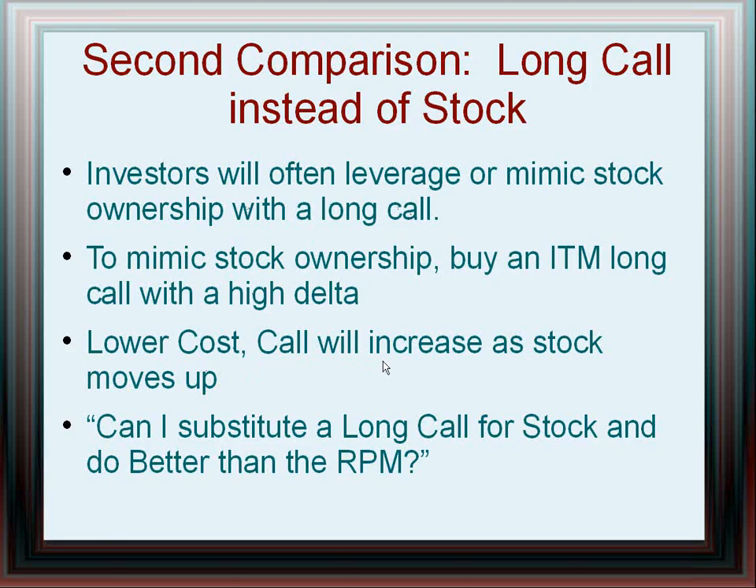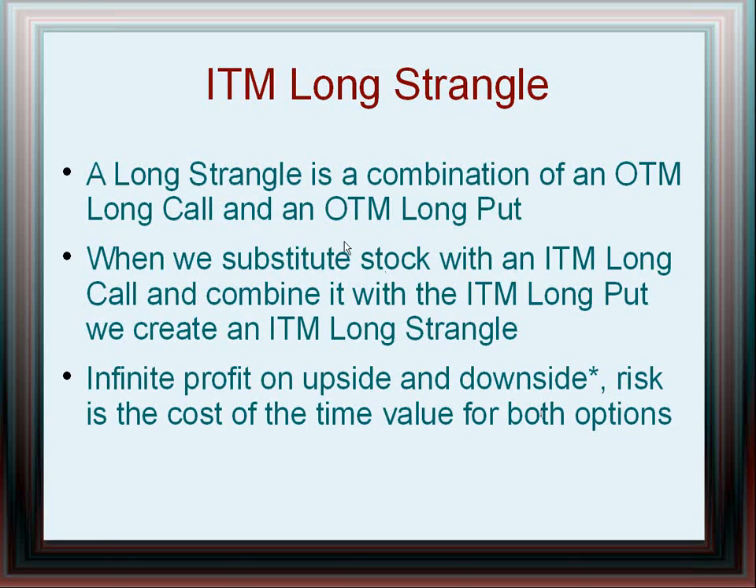Naturally, the call is going to move up as the stock moves up. So can I substitute a long call for the stock and do better than the RPM? My experience is no, and let me explain why. If I buy an in-the-money long call and an in-the-money long put, this creates what's called an in-the-money long strangle. A common long strangle is buying an out-of-the-money call and an out-of-the-money put. But when we substitute the in-the-money long call for the stock in the RPM, we're creating an in-the-money long strangle.